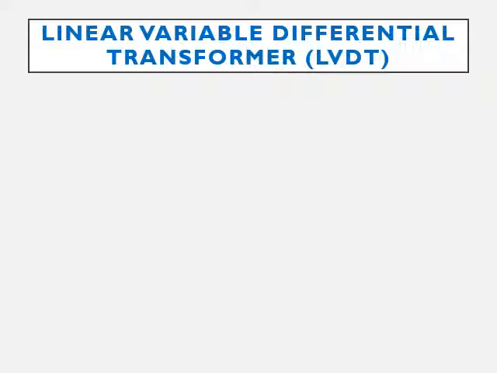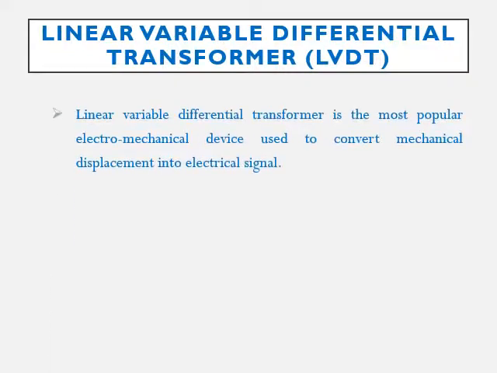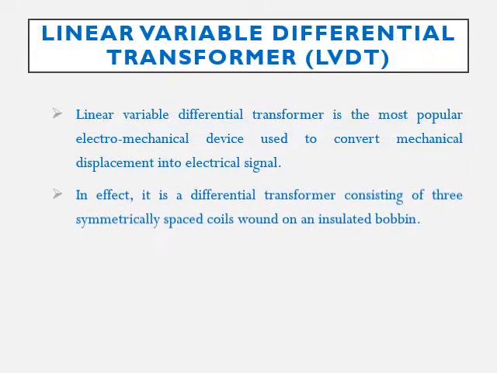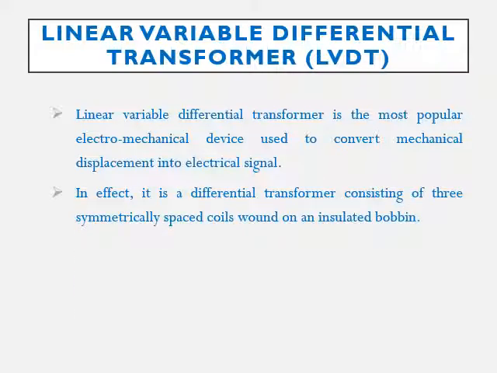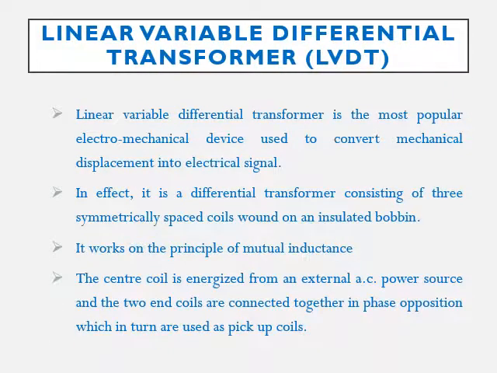LVDT is one of the best and most widely used types of electrical comparator. It has several applications. It is most popular because it has the capability to convert mechanical displacement into electrical signals. In effect, it is a differential transformer consisting of three symmetrically spaced coils wound on an insulated bobbin. It works on the principle of mutual inductance.